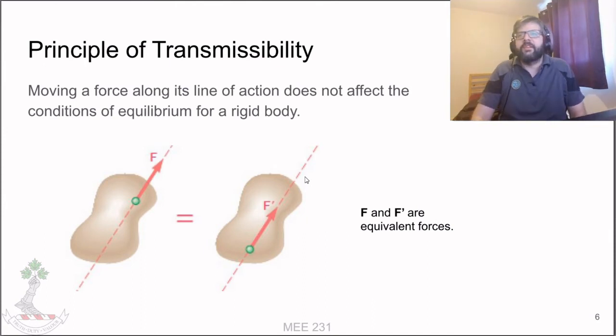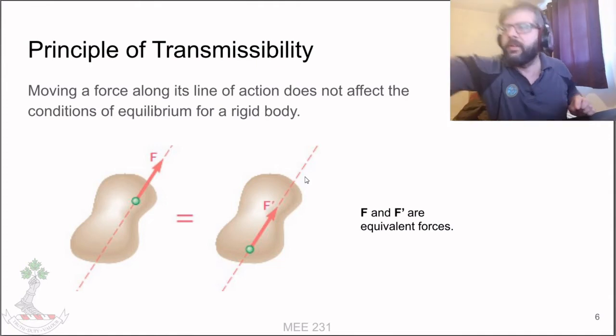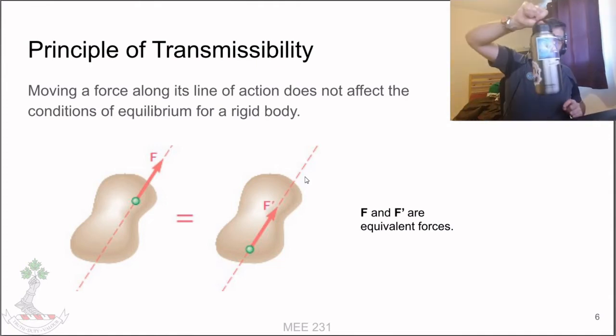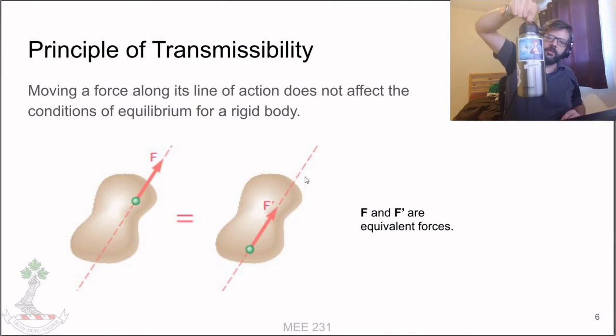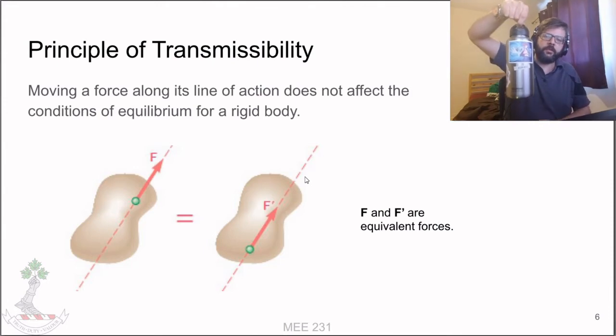So one thing to keep in mind is that we have this thing called the principle of transmissibility. Essentially, if you take a force and move it along its line of action, it doesn't affect the conditions of equilibrium for a rigid body. So for example, I've got a water bottle here. If I'm holding this water bottle here, I'm exerting a force upwards that is equal to its weight.